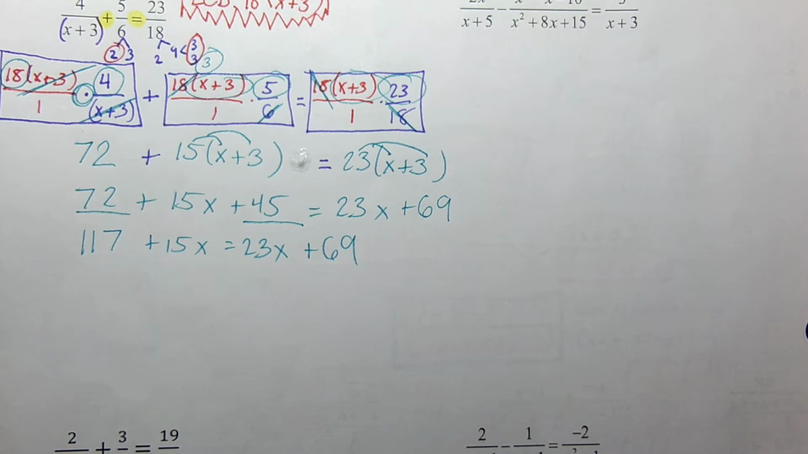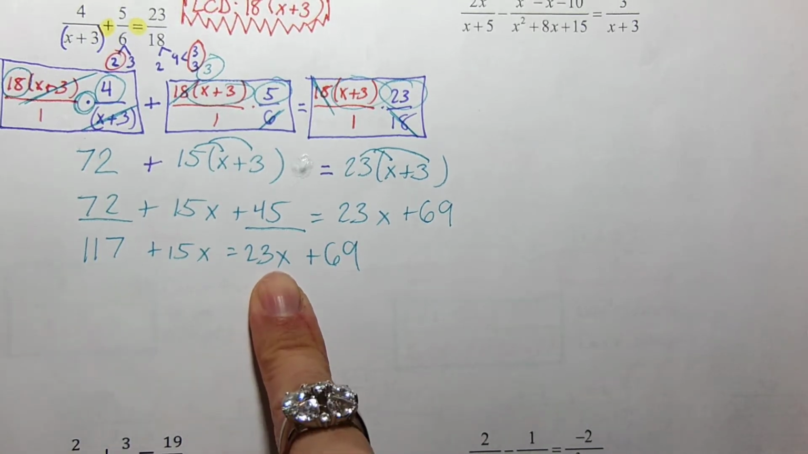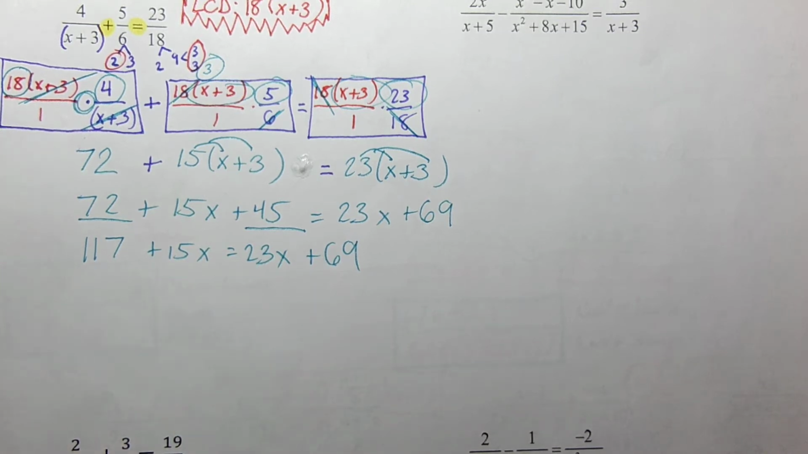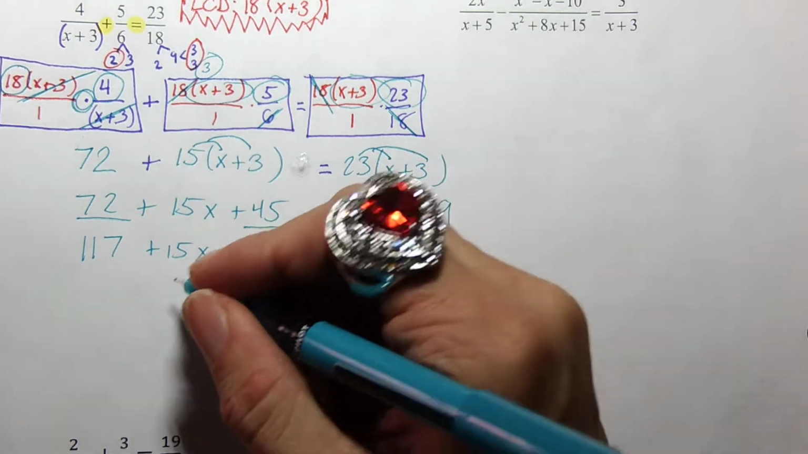So what do we do now? Going back to Algebra 1, we're trying to figure out what x is equal to. We're trying to solve for x. Get x on one side. Isolate the variable. So we could subtract 23x to move it over, or we could subtract 15x. What do you guys want to do? Subtract 15x. Let's keep stuff positive.